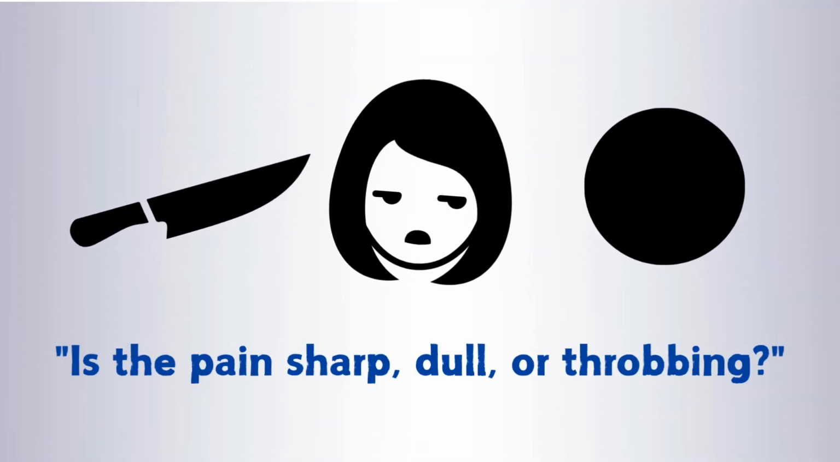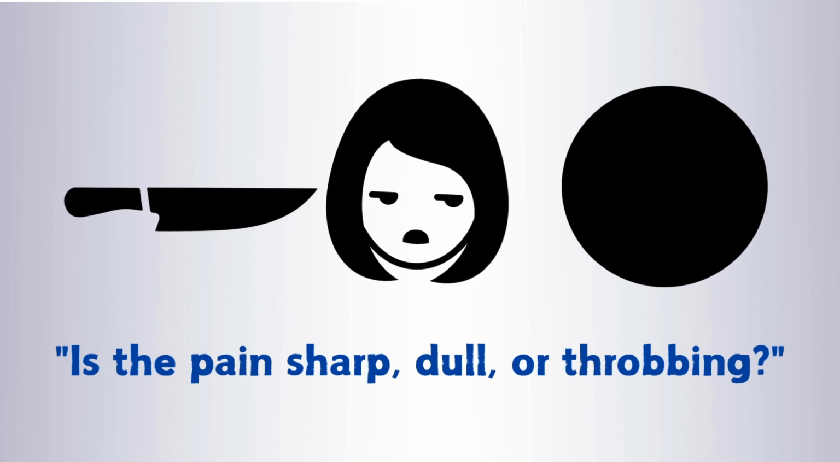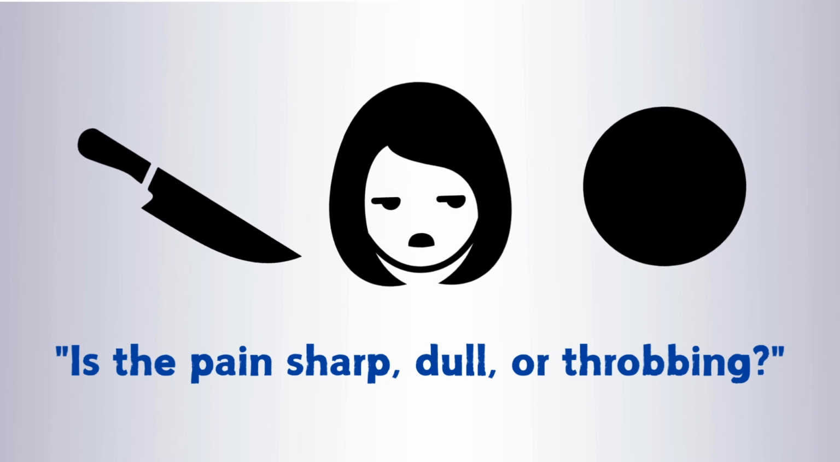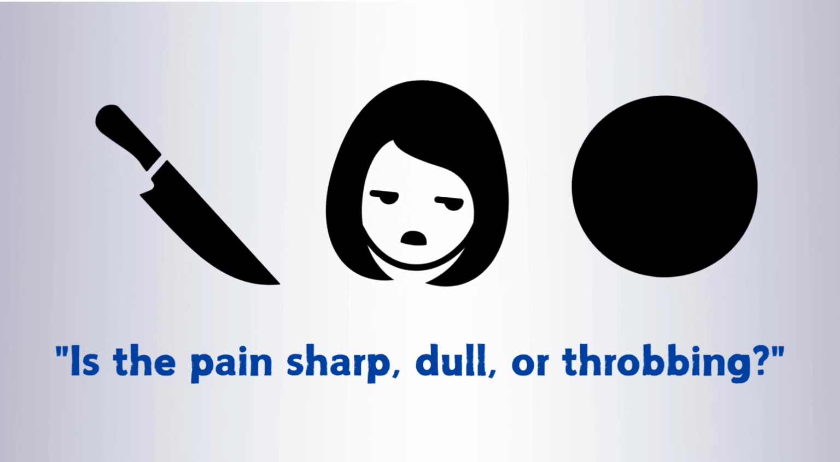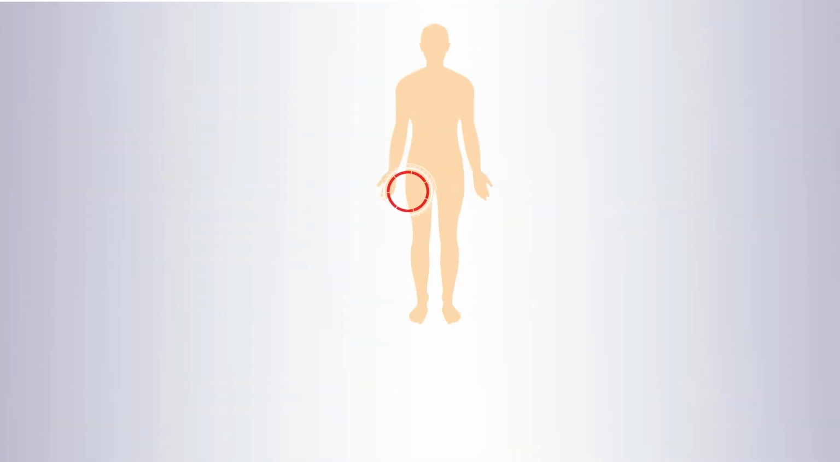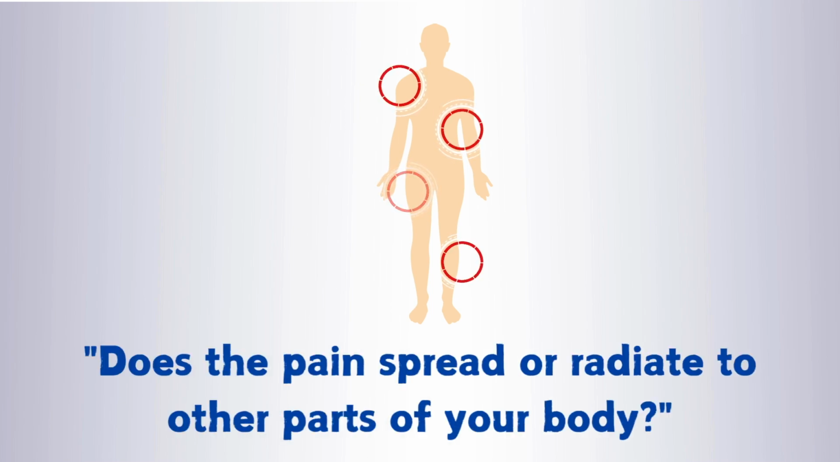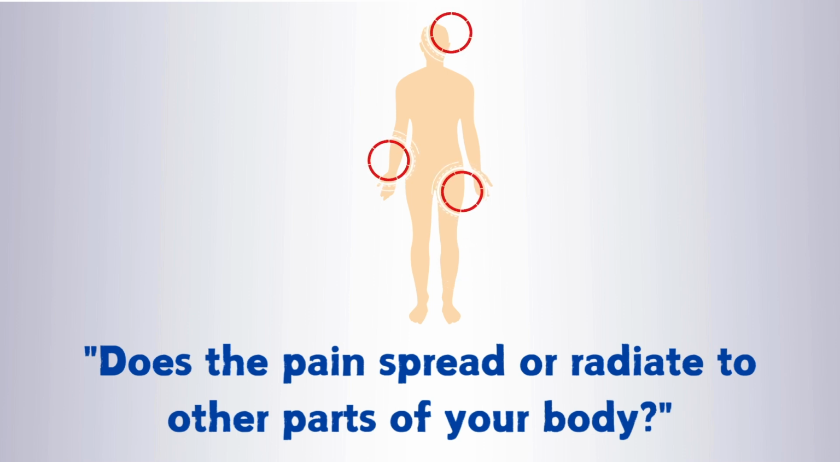Is the pain sharp, dull, or throbbing? This helps to understand the type of pain the patient is experiencing. Does the pain spread or radiate to other parts of your body? This is useful for identifying conditions that affect more than one area.